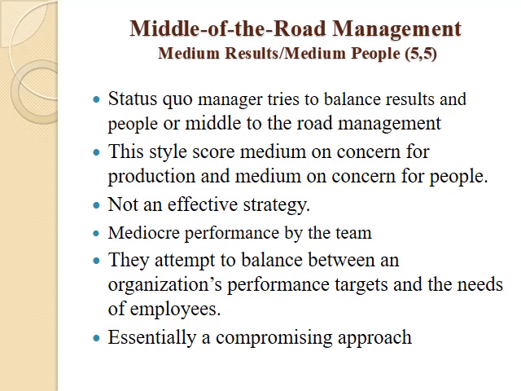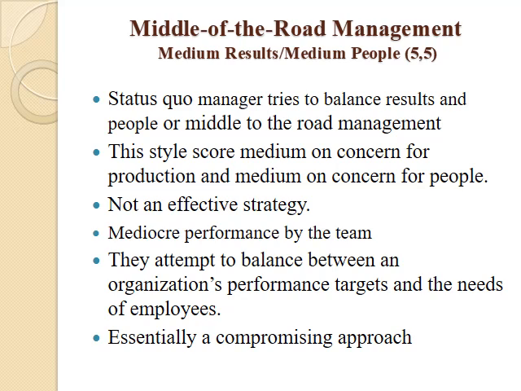Now this is middle of the road management, that is medium results and median people, that is 5:5. A middle of the road or status quo manager tries to balance results and people, but this strategy is not as effective as it may sound. Managers that score medium on concern for production and medium on concern for people basically have this style. Through continual compromise, he fails to inspire high performance and also fails to meet people's needs fully. The result is that his team will likely deliver only mediocre performance.